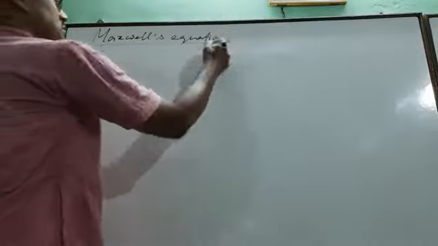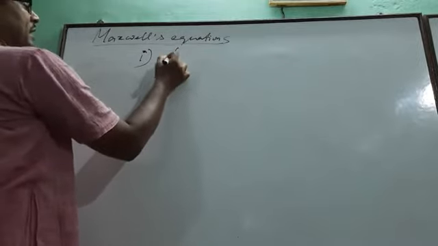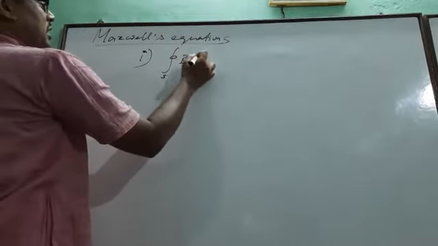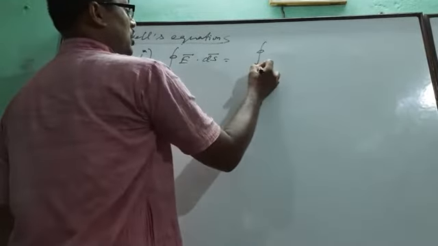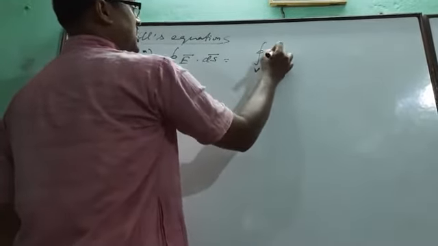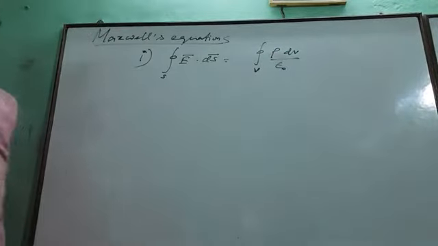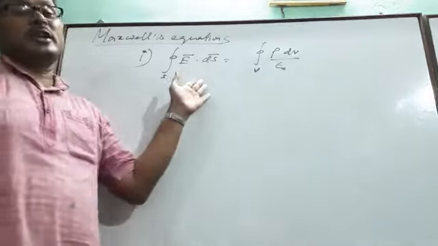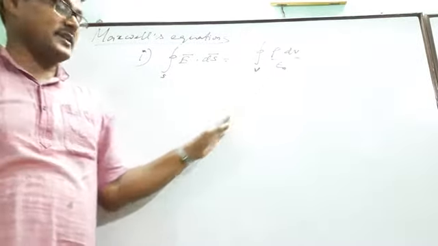Okay, Maxwell's equations. Number one, closed surface integral of E dot ds equals the volume integral of rho dv divided by epsilon naught. And this is nothing but Gauss theorem in electrostatics.